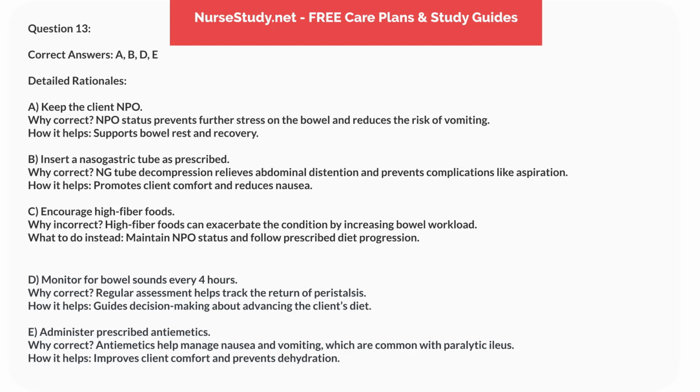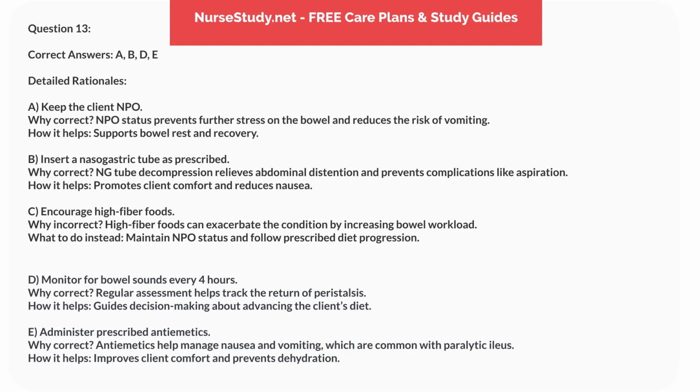C. Encourage high-fiber foods. Why incorrect? High-fiber foods can exacerbate the condition by increasing bowel workload. What to do instead: maintain NPO status and follow prescribed diet progression. D. Monitor for bowel sounds every 4 hours. Why correct? Regular assessment helps track the return of peristalsis. How it helps: guides decision-making about advancing the client's diet.